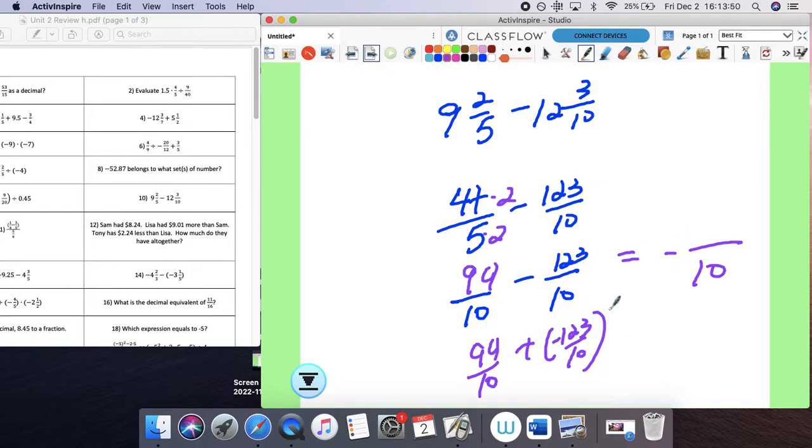So now 94 and 123 subtract. Let's find the difference of both. Borrow, 13 minus 4 is 9, 11, so negative 29. Or, sorry, not two negatives, just one negative. Or negative 2 and 9/10.